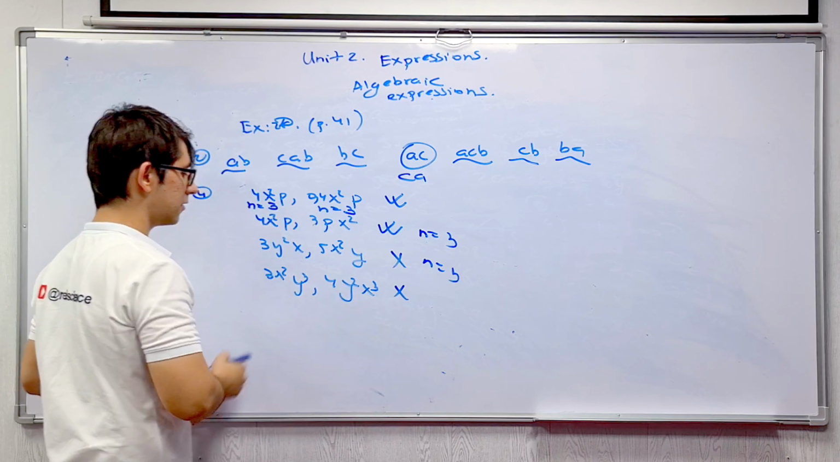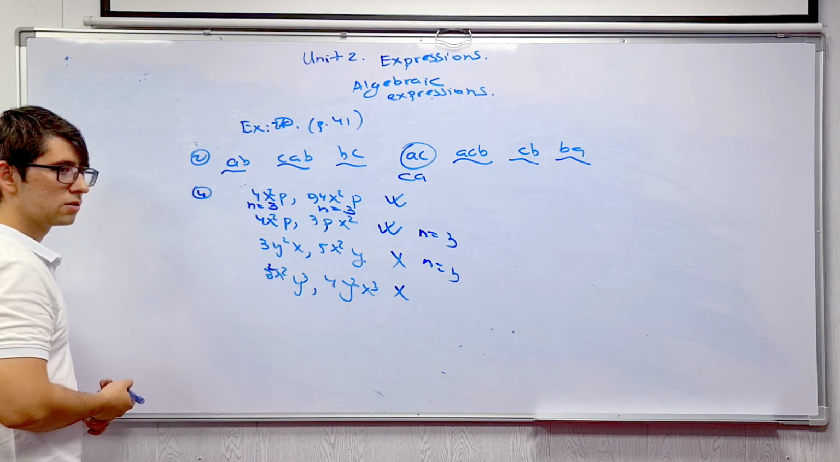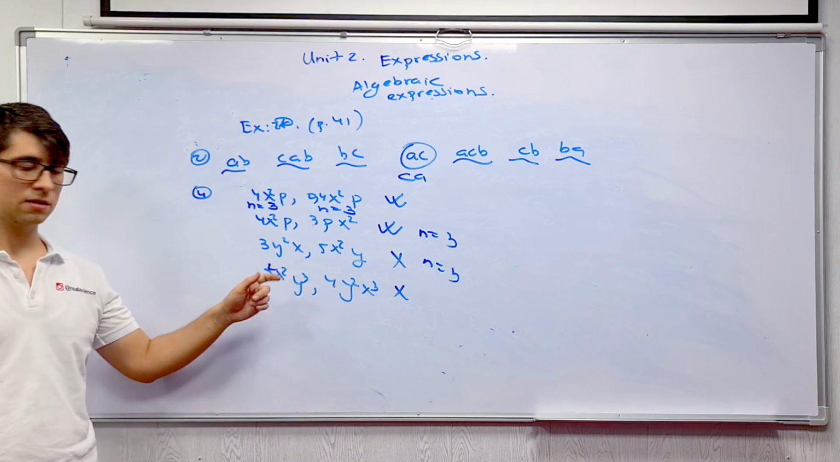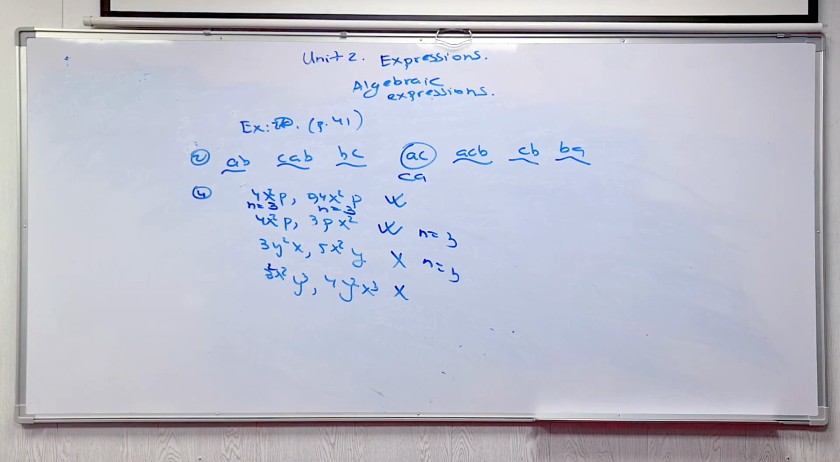5, right? If I put a square here? 5, right? Because you only take the powers of the letters and add them. Don't pay attention to the power of the coefficient.